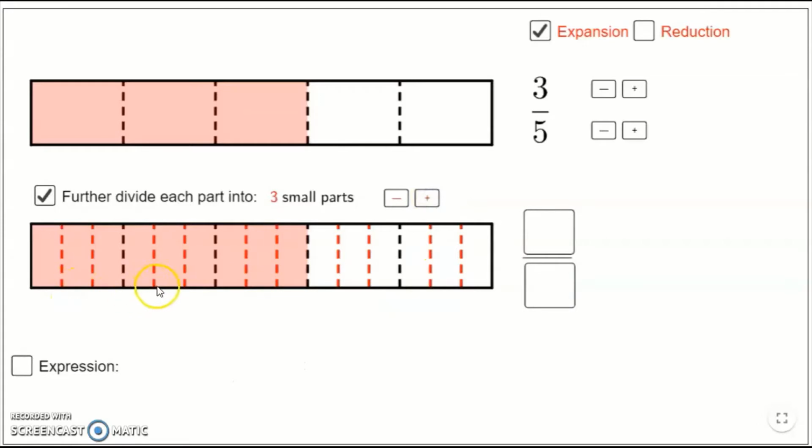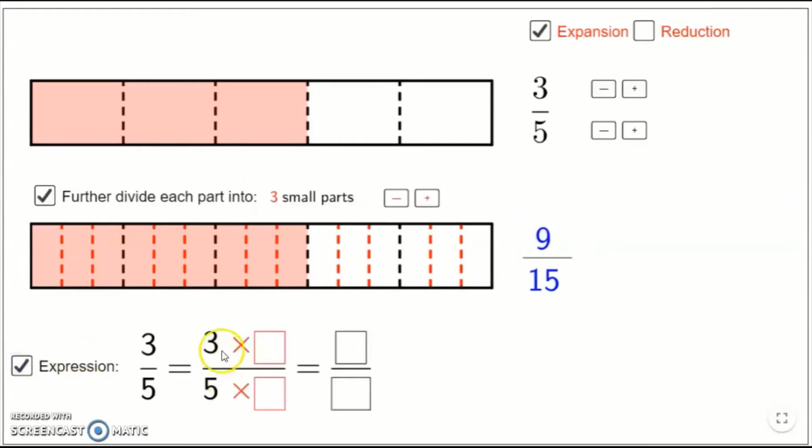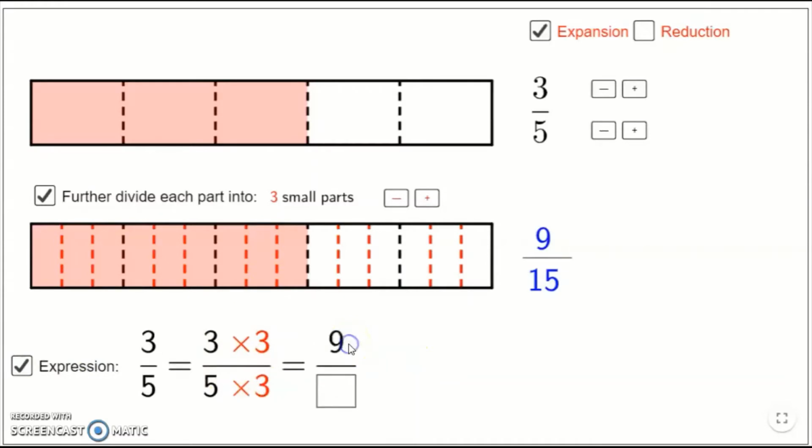Here I now have 3, 6, 9, 12, 15 parts on the bottom. And on the top, 1, 2, 3, 4, 5, 6, 7, 8, 9. 9 parts on the top. And again, I can write it as 3/5 times 3 over 3, a big 1, which gives me 3 3s are 9 and 3 5s are 15.